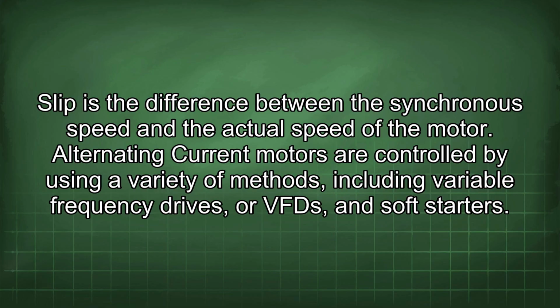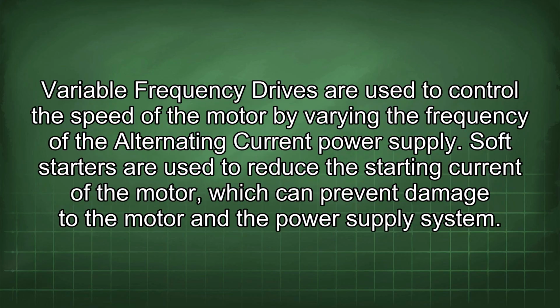Alternating current motors are controlled by using a variety of methods, including variable frequency drives, or VFDs, and soft starters. Variable frequency drives are used to control the speed of the motor by varying the frequency of the alternating current power supply. Soft starters are used to reduce the starting current of the motor, which can prevent damage to the motor and the power supply system.